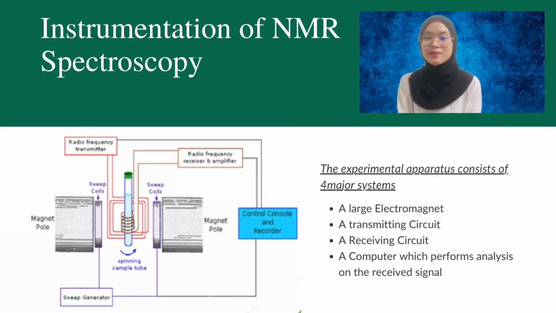Now I will explain about the instrumentation of nuclear magnetic resonance. Let's look at the diagram in the slide, which shows the schematic diagram of the NMR setup. Actually, there are many components involved. However, we can focus on the experimental apparatus when performing a sample with NMR, which consists of four major systems: the electromagnetic system, transmitting circuit, receiving circuit, and a computer which performs analysis on the received signal.